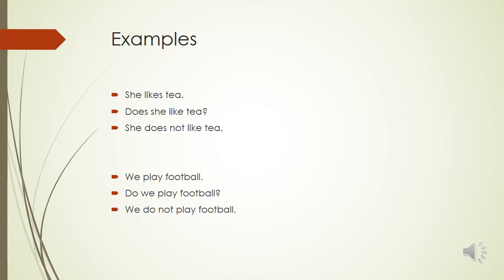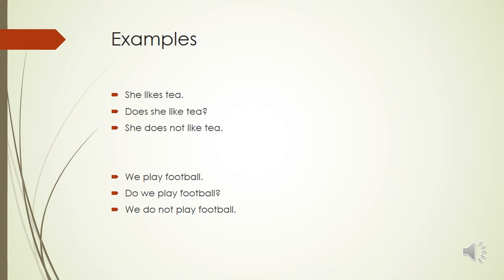You can see some of the examples over here. She likes tea. See, she is a singular noun, so we are writing s with the verb's first form. She likes tea. And how do we change it into an interrogative sentence? Does she like tea? We have removed s because it is already used with the helping verb does. So we are not going to write s again with like. And the negative sentence follows as: she does not like tea.